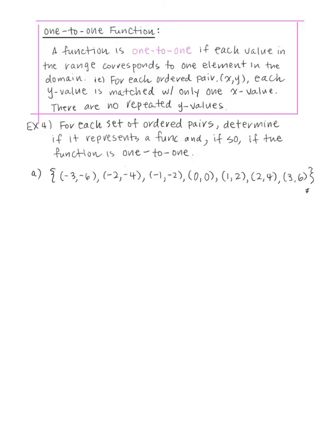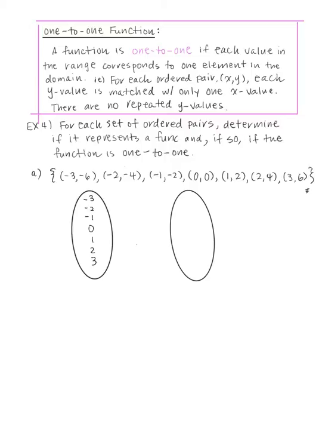So let's take a look at something like this. Example 4. For each set of ordered pairs, determine if it represents a function, and if so, if the function is one-to-one. So let's go with part A. There are a serious amount of ordered pairs there. So how many ordered pairs? 1, 2, 3, 4, 5, 6, 7. But no big deal, we got this. So first, let me jot down all the values from the domain, which is -3, -2, -1, 0, 1, 2, 3.